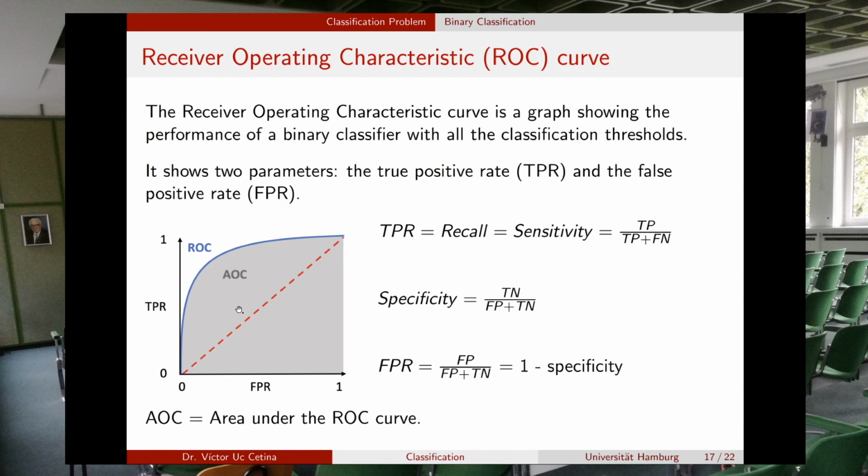In the other extreme, if you have a curve that goes exactly up here and then here, that would be the optimal classifier, because at any point you will always have perfect detection of the true positives. So normally you will have curves in this upper side of the red line. Okay.